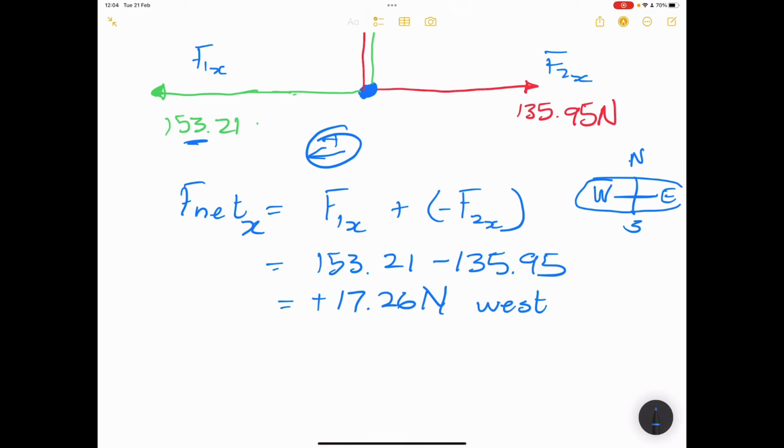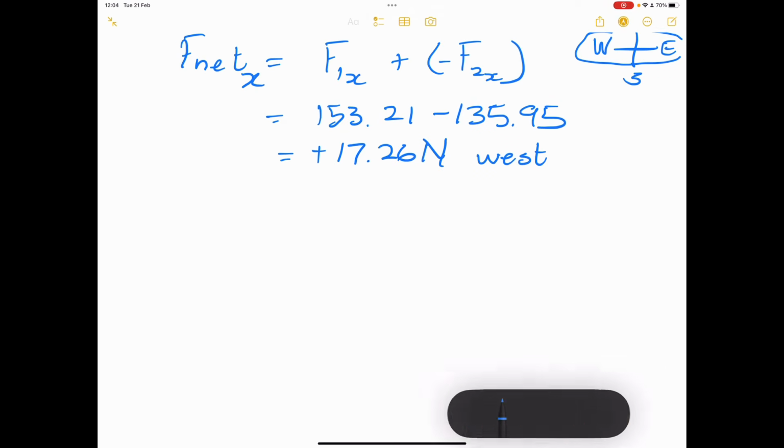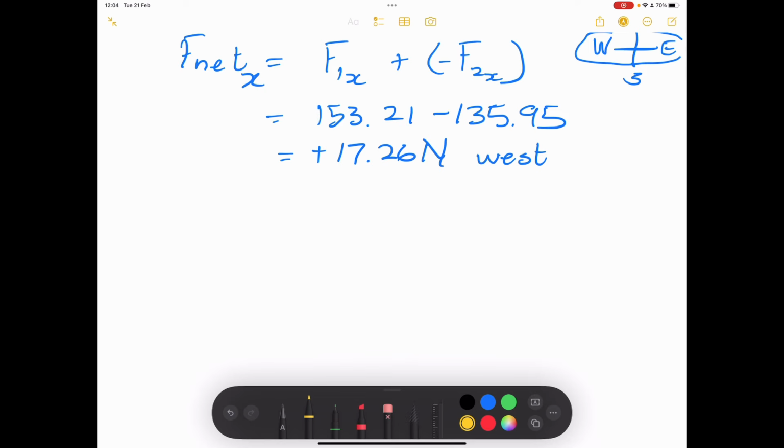So it means that in the x direction I've got only one force. I want you to notice that I've got only one force, which is in that direction. I'm now drawing it in yellow, which is 17.26. I hope that makes sense, ladies and gents.